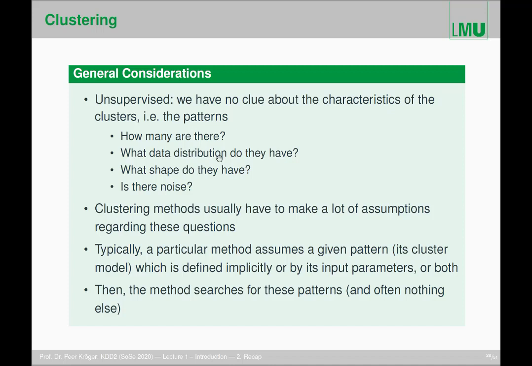So we have to be clear that since we don't know anything about it, in order to find something, we have to make a lot of assumptions regarding those questions in order to find anything. And this is again one of the reasons why there are so many methods for clustering out there, because each of the methods typically assumes a given pattern, the so-called cluster model, typically defined implicitly or explicitly by the input parameters. What those methods basically do is they search for those patterns, and very often they find them, or if those patterns are not there, they simply don't find them. It doesn't mean that there are no clusters. It just means that those patterns are not there. So you can think of clustering algorithms more like search methods that look for particular patterns, and to know about the patterns that a particular algorithm looks for is of course very important.